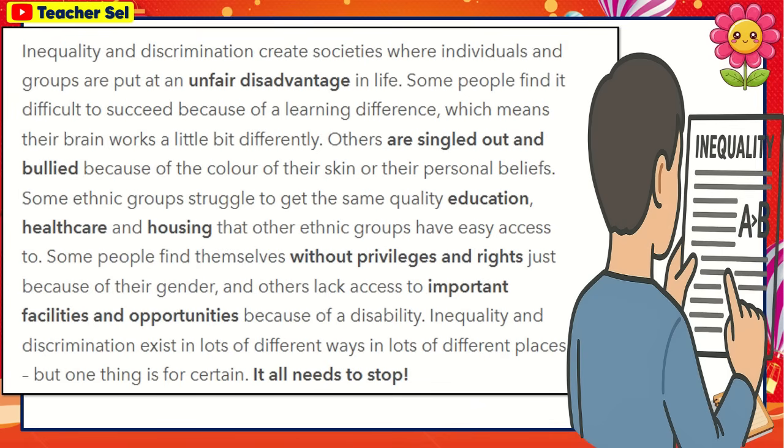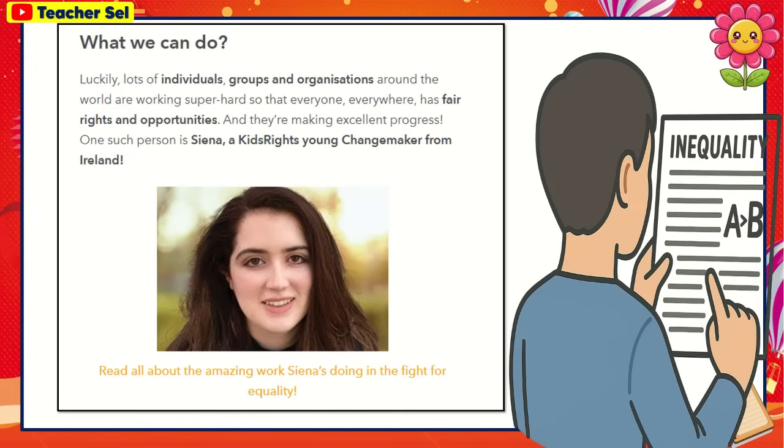Inequality and discrimination exist in lots of different ways, in lots of different places, but one thing is for certain: it all needs to stop. What can we do? Luckily, lots of individuals, groups, and organizations around the world are working super hard so that everyone, everywhere, has fair rights and opportunities, and they're making excellent progress. One such person is Shena, a kids' rights young change maker from Ireland.